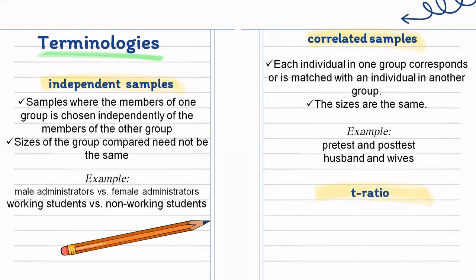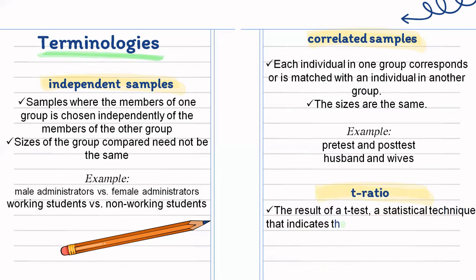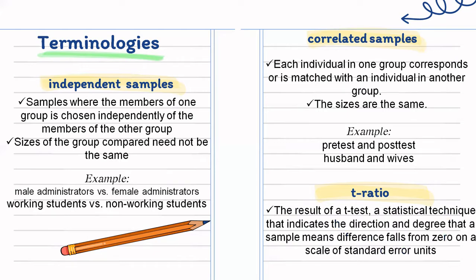The last term is t-ratio. This is the result of a t-test, a statistical technique that indicates the direction and degree that a sample mean difference falls from 0 on a scale of standard error units.